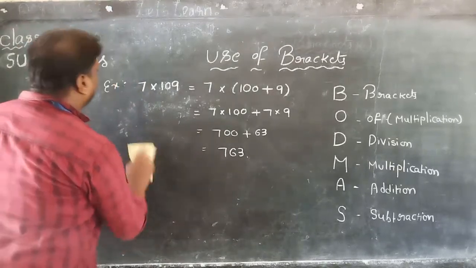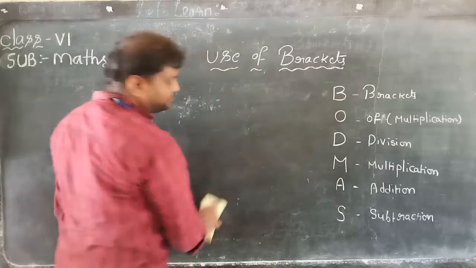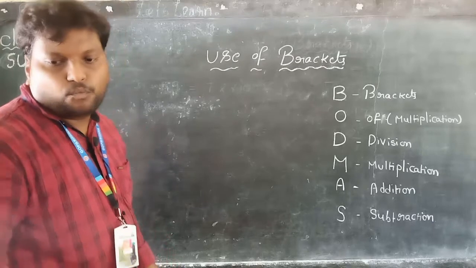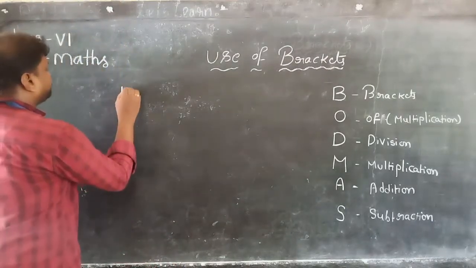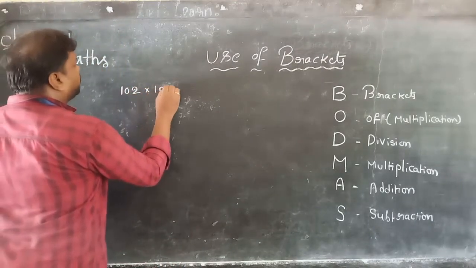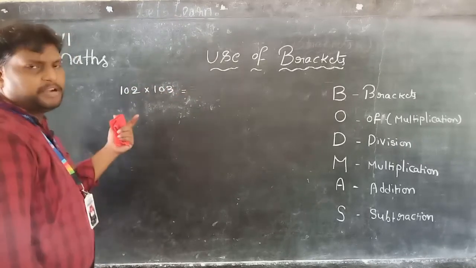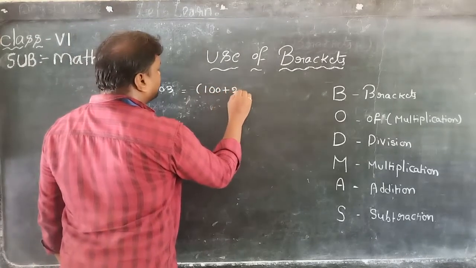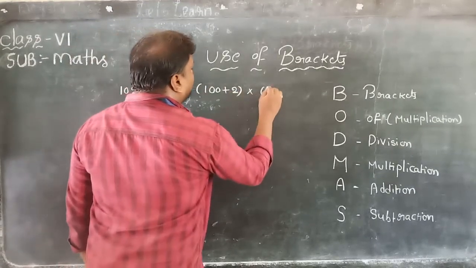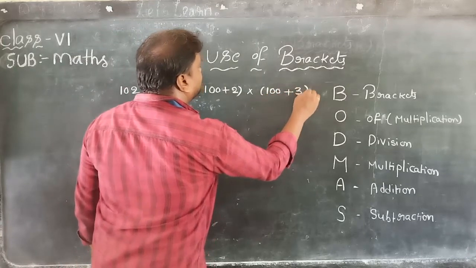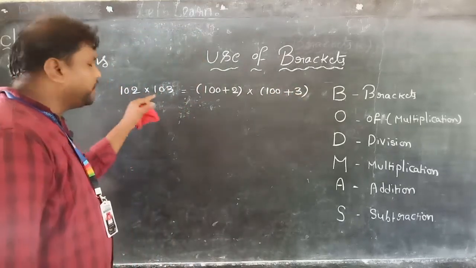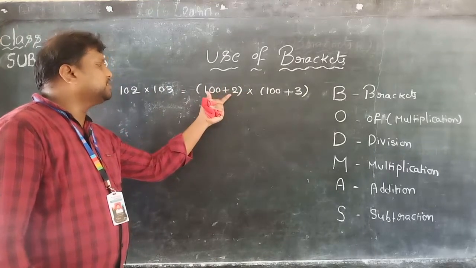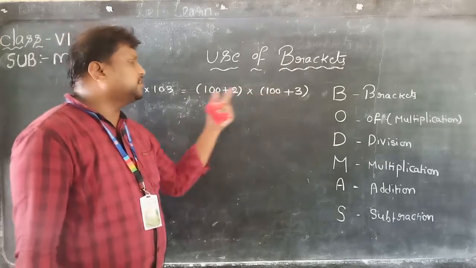Next, one more problem: 102 into 103. We can use direct multiplication, but we change 102 to 100 plus 2 into 103 as 100 plus 3. See, the two numbers, now we write as four numbers: the combination of 102 is 100 plus 2, and 103 is 100 plus 3.